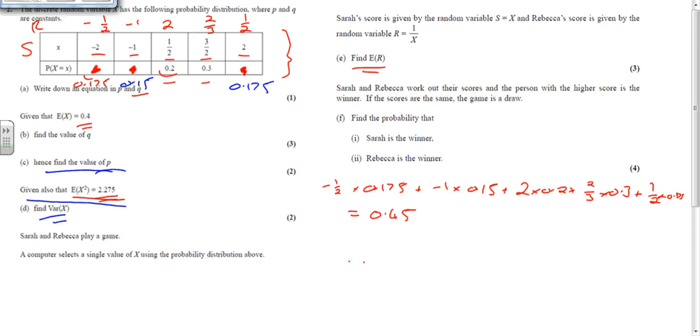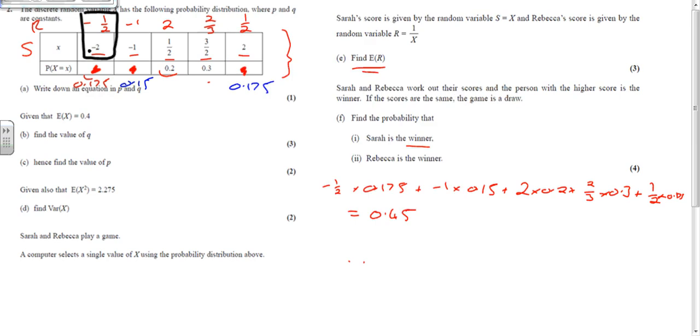Sarah and Rebecca work out their scores, and the person with the highest score is the winner. If the scores are the same, the game is a draw. Find the probability that Sarah is the winner. So if we have a look at our table over here on the left, what we want to know is when Sarah's the winner. So let's say the computer picks -2. That means Rebecca's score is going to be minus a half, and Sarah's score is going to be -2. We've got to find the highest score. In that case, minus a half is higher than -2.